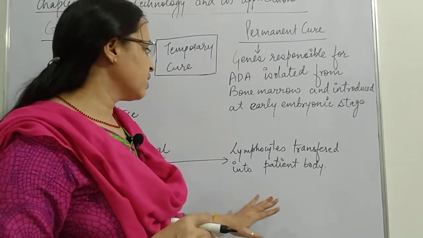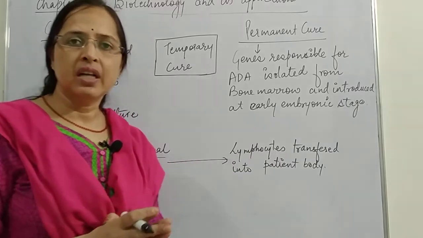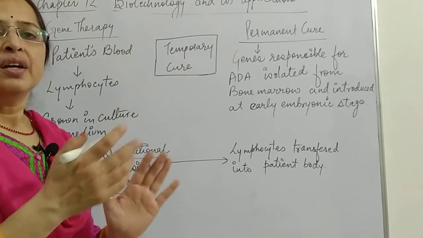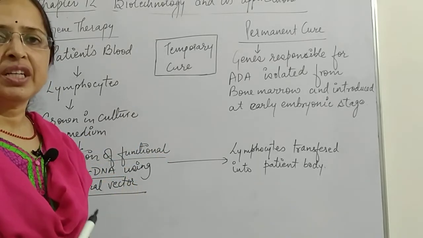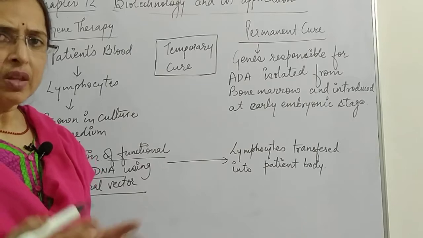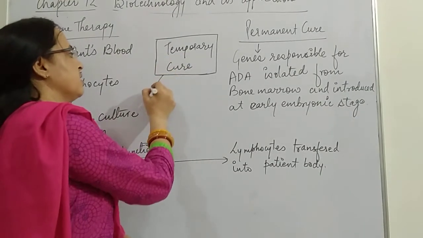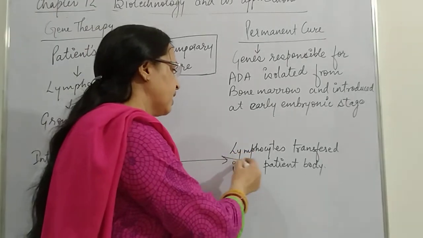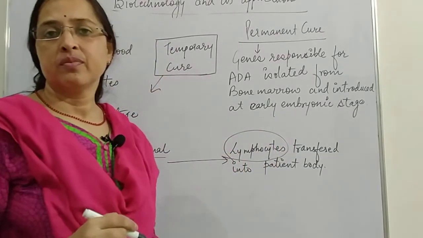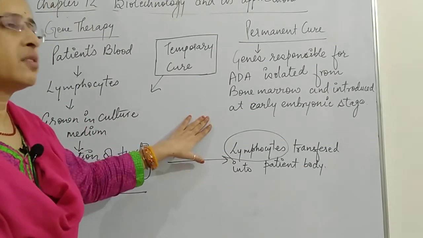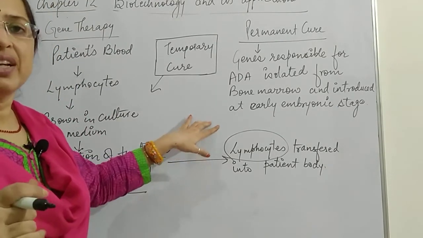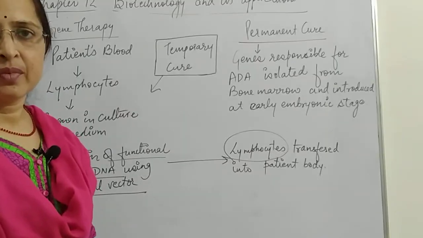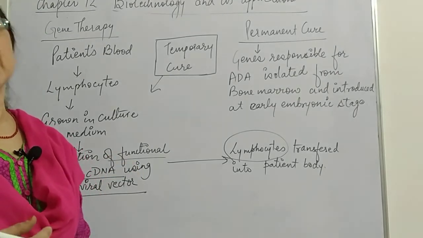So the lymphocytes are transferred. Now this gene therapy has been done, and the normal functional gene is incorporated. But here I mention that this is only a temporary cure. The reason behind this is that lymphocyte cells are not immortal. After some time, these lymphocyte cells die, and again the patient suffers from the same disease.